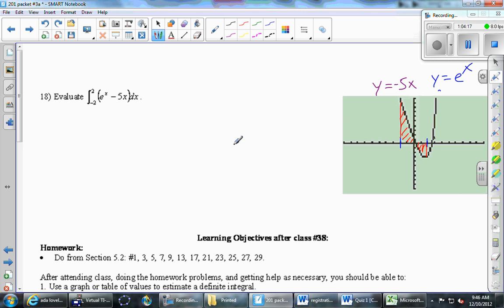Suppose that somebody took a derivative of some function and they got e to the x minus 5x. That was the answer to the derivative of some other function. So the question is, what's the other function? And you guys chat with your neighbors, see if you can find some function whose derivative is equal to this thing.